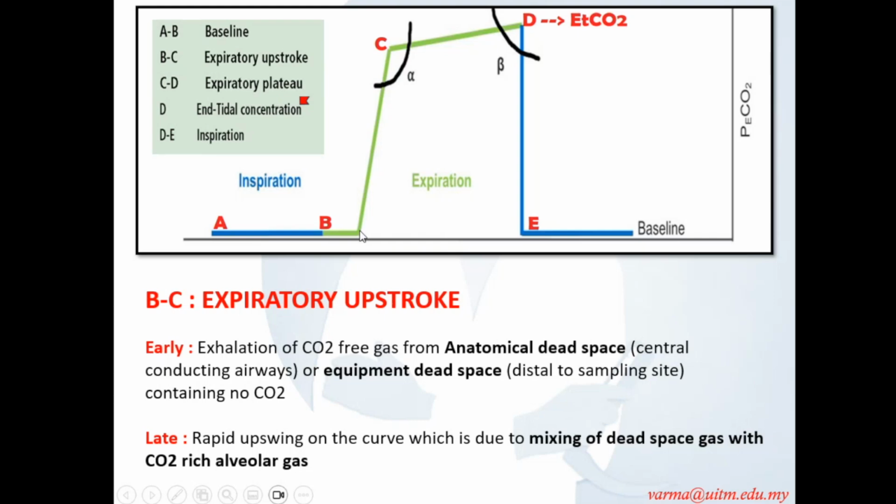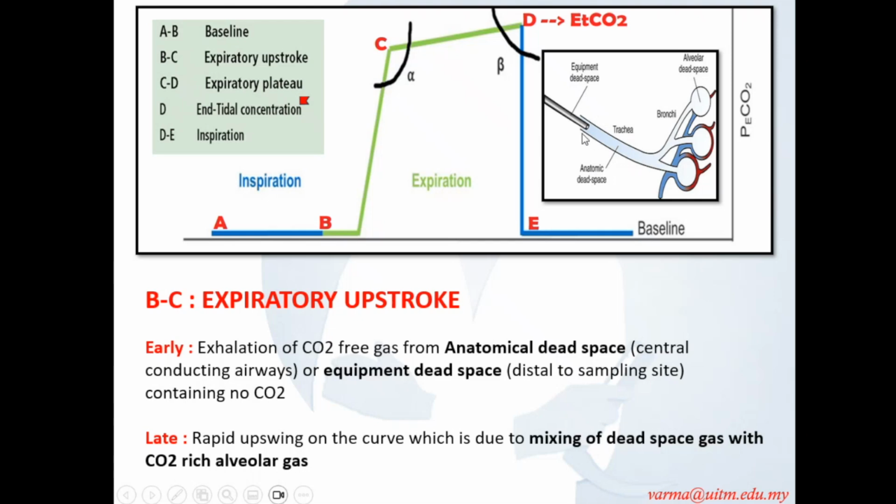Then the moment it goes into your alveolar, the gas coming out is CO2 rich. That's why there is a sudden upstroke. A lot of CO2 is being exhaled, eliminated. So exhalation of CO2 free gas from anatomical dead space, which is the central conducting airways and or equipment dead space. Your trachea plus your ETT all have low CO2. That's why the flat line. Later on, there is a rapid upswing on the curve, which is due to mixing of dead space gas with CO2 rich alveolar gas, this part, B and C. Okay, I hope this is clear. So the trachea and dead space initially have low CO2, this part.